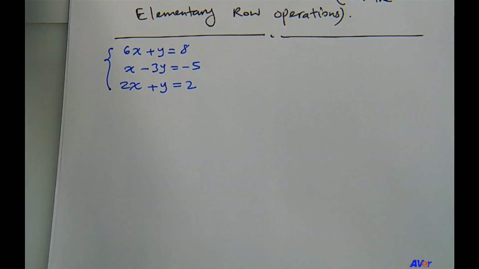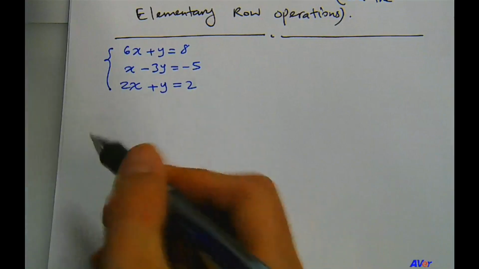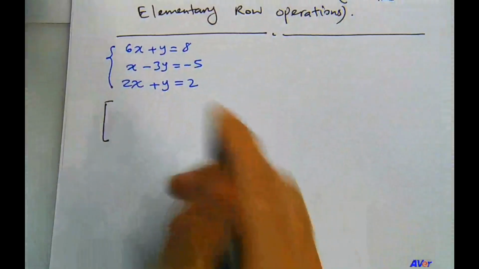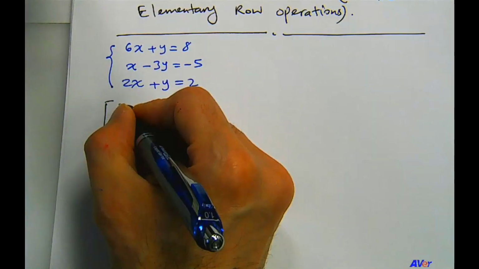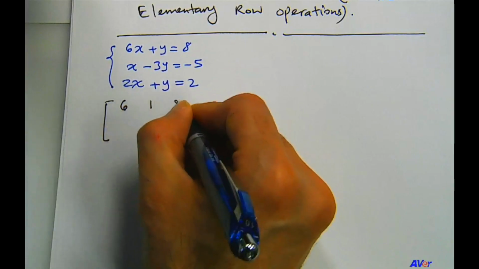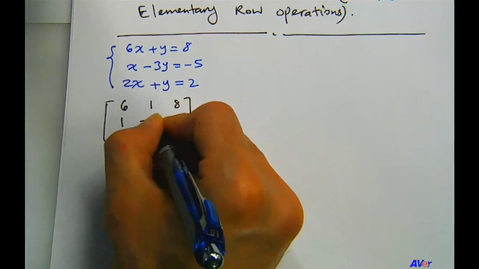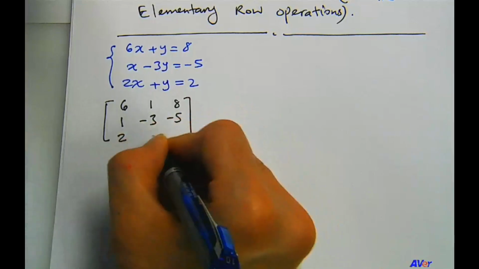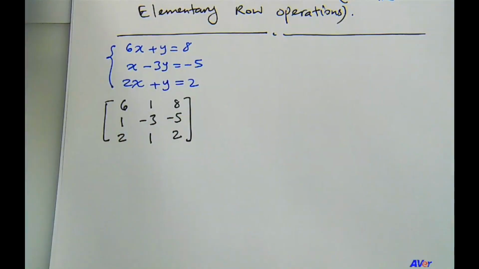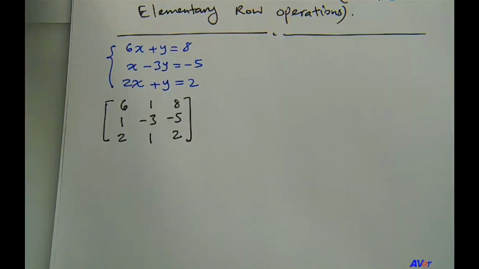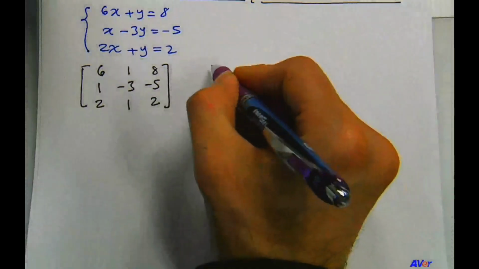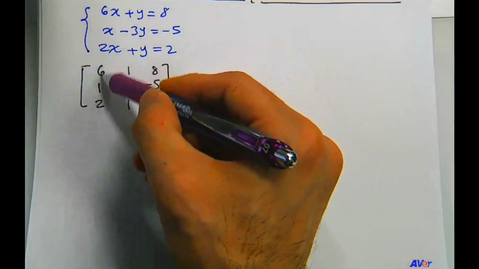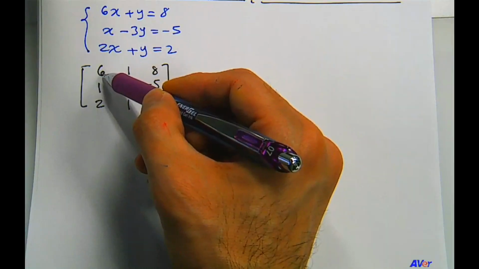I'm assuming that you've done that, and now you have your own solution in front of you. And so let's get started here. The first thing is, of course, writing down the augmented matrix, which would be 6, 1, 8, 1, -3, -5, 2, 1, and 2. Okay, so recall that the Gauss-Jordan method works based on getting a 1 in that corner, right?